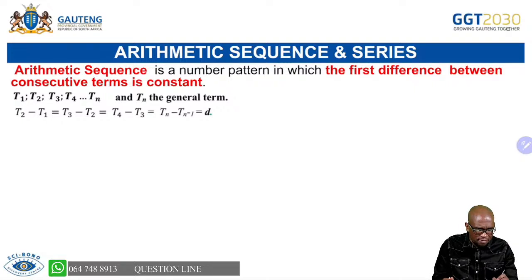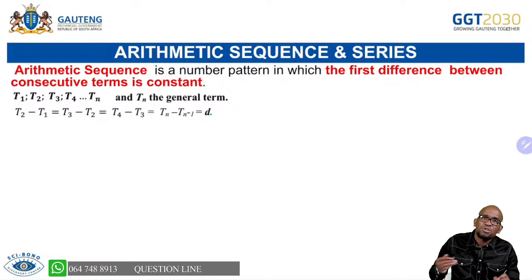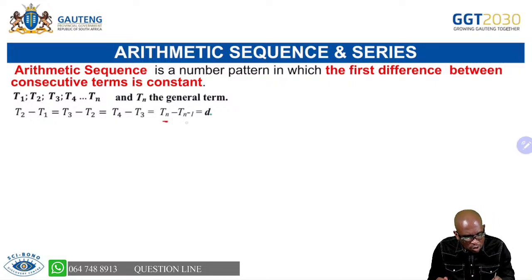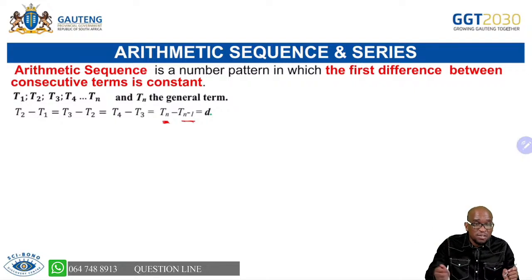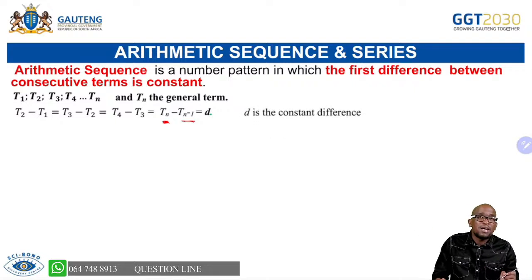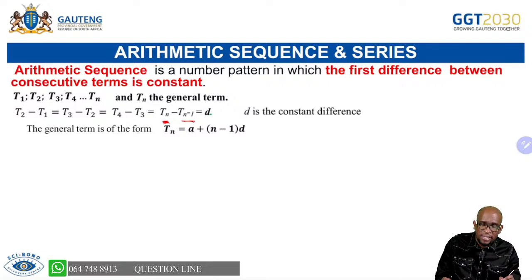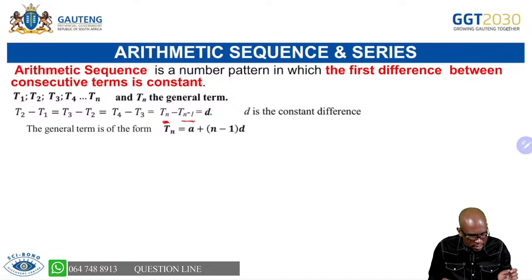And then to find the constant difference, you subtract T1 from T2, T2 from T3, T3 from T4, up to Tn minus 1 from Tn. That would give you the difference there. That difference is known as the constant difference. And then the general form is Tn is equal to a plus (n minus 1)d. That is the general form of that particular linear or arithmetic sequence.